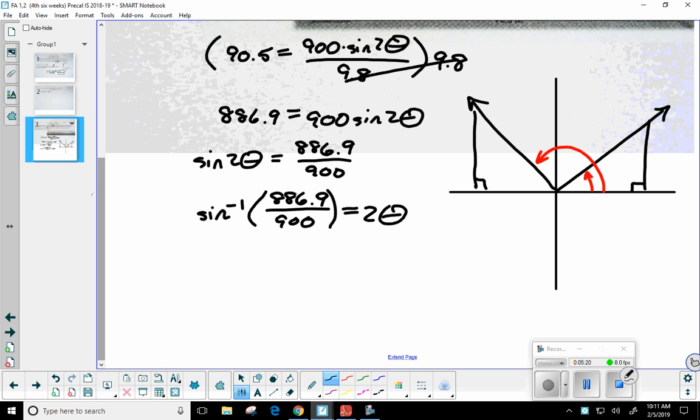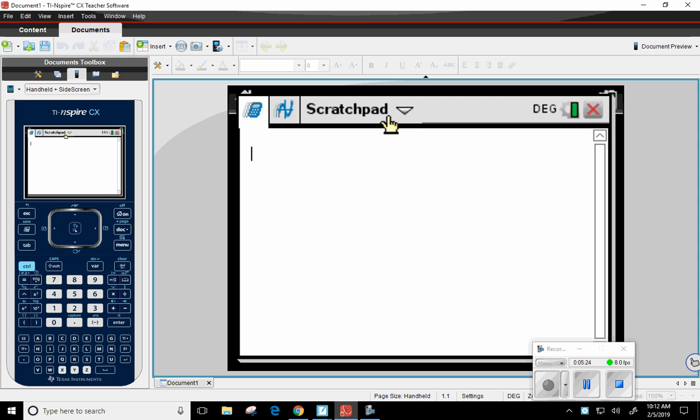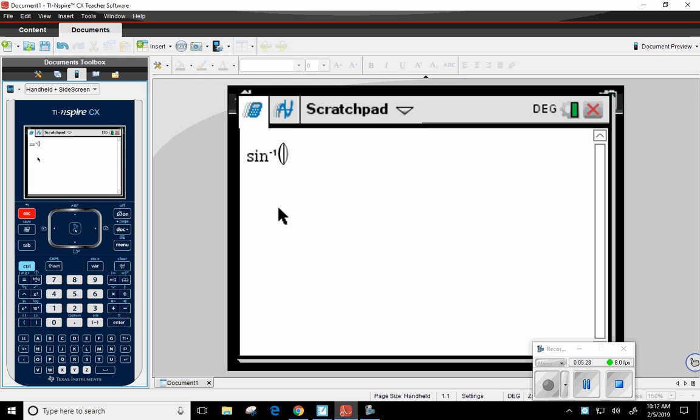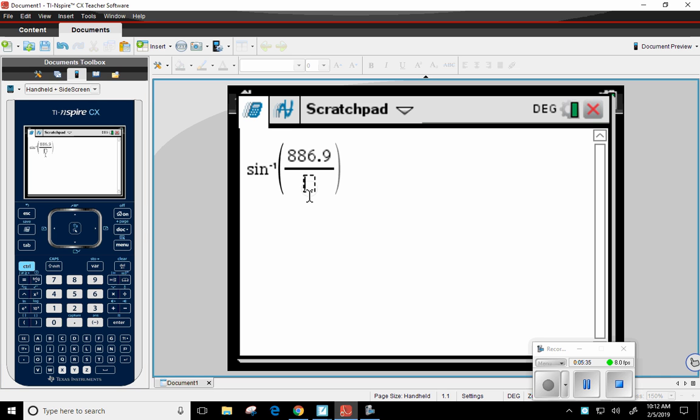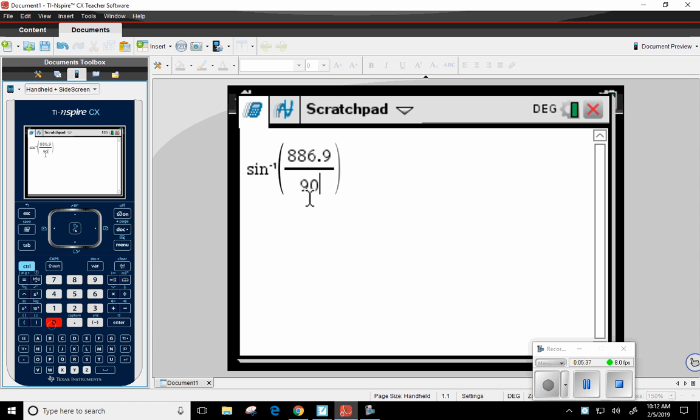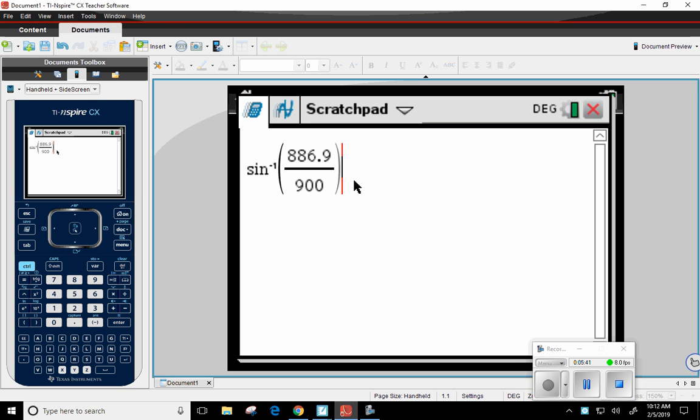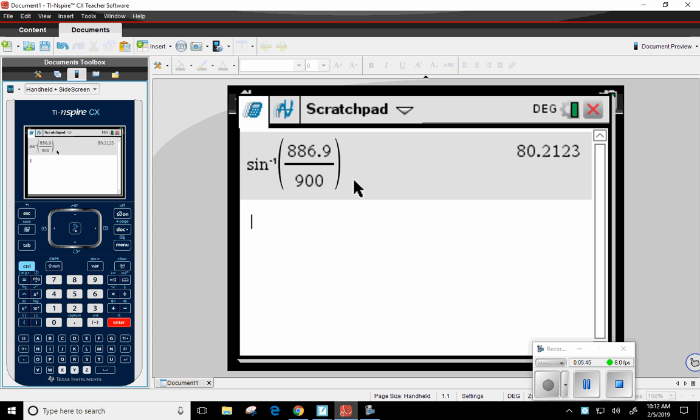Okay, so now let's go to the calculator. Let's see what that is. So I'm going to click sine inverse. Escape out of that. Control divide, was it 886.9? And we're going to divide that by 900. Not 9,000. So what am I going to get when I push enter? Okay, so let's say about 80.2.